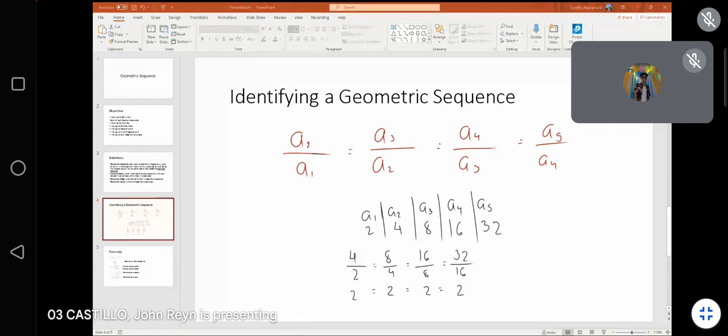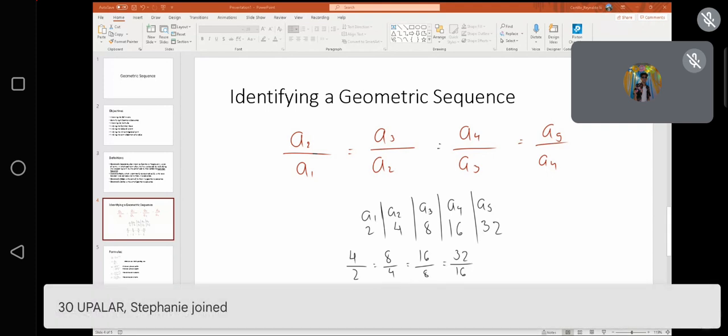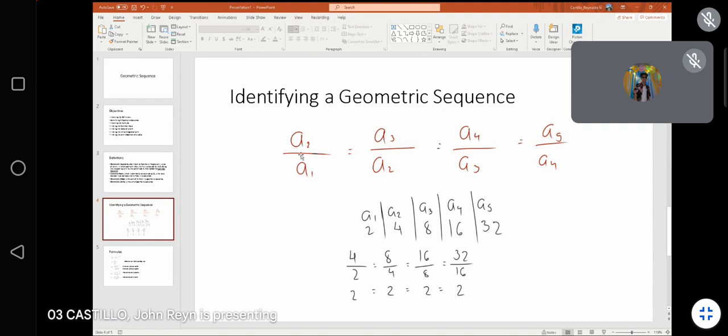Okay, so now that we know that they all have to be equal, we can try using it in an example. Let's say here, 2, 4, 8, 16, 32, that's our sequence. So 4's preceding term is 2, 8's preceding term is 4, 16's preceding term is 8, and 32's preceding term is 16. So we divide all of those, and if all of them have a common ratio and all of them are equal, then it's a geometric sequence.